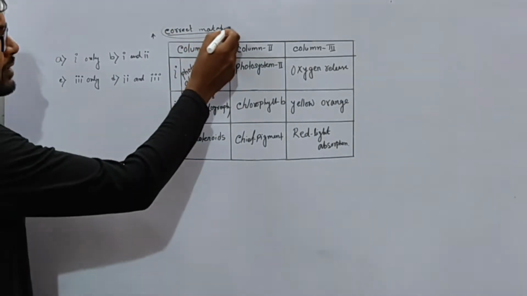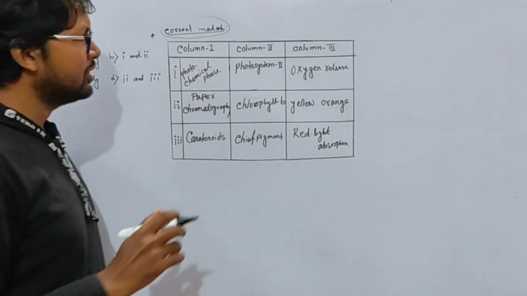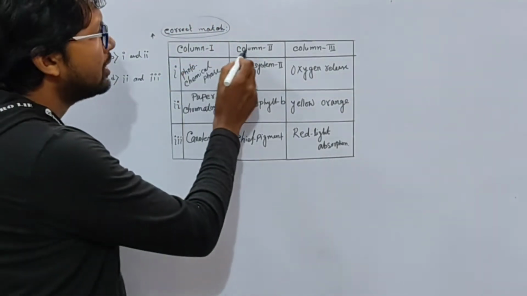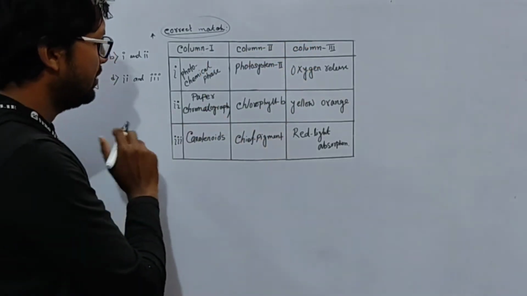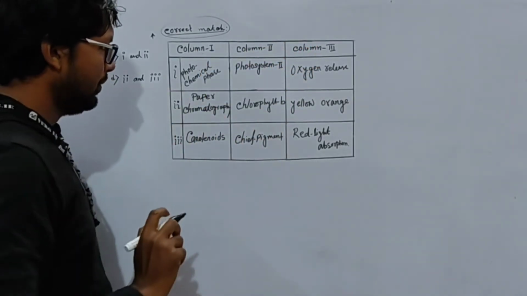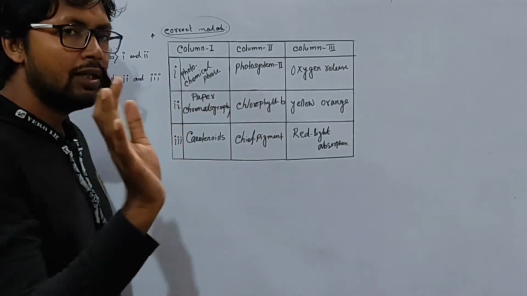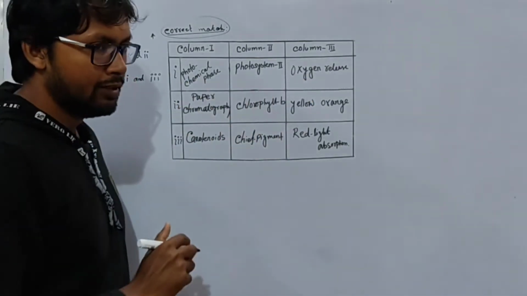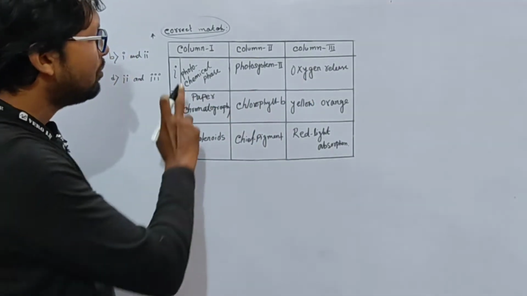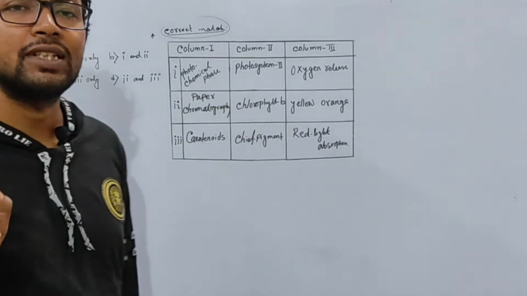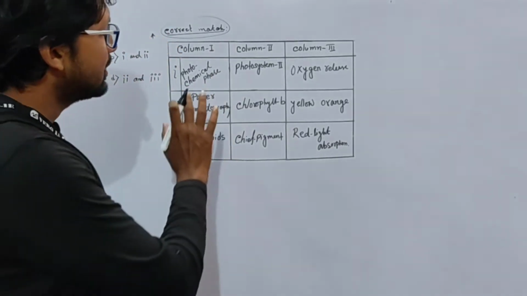Which one is the correct match here? You have to carefully notice that column 1, column 2, and column 3 are given, with options 1, 2, 3. Now, what are the events and how are they correlated? These are the questions. The photochemical phase is where the light reaction occurs.